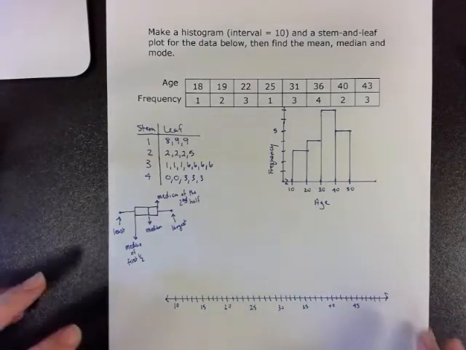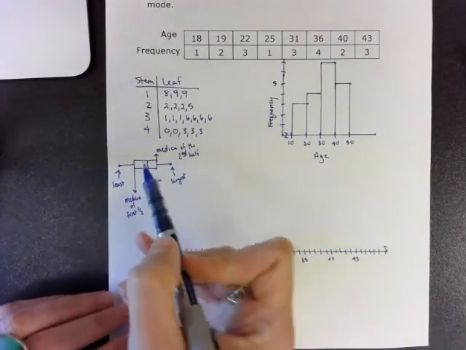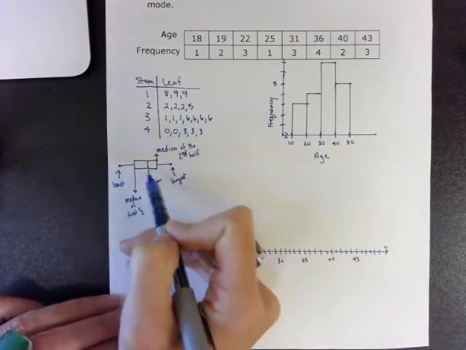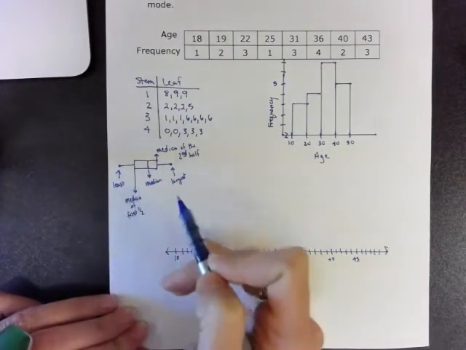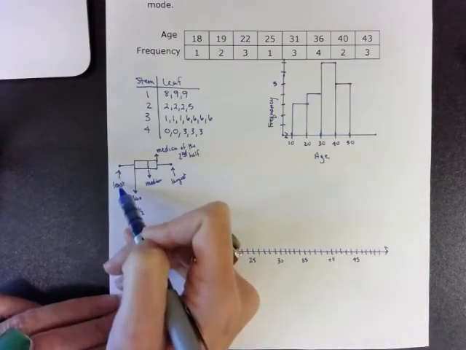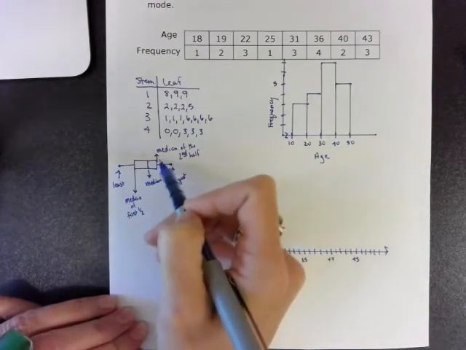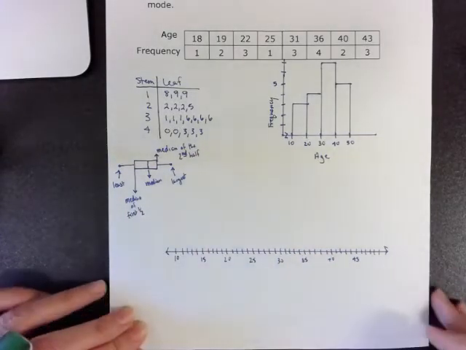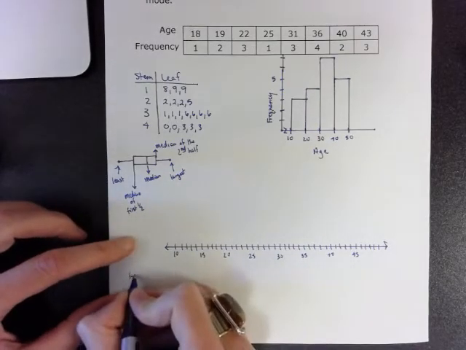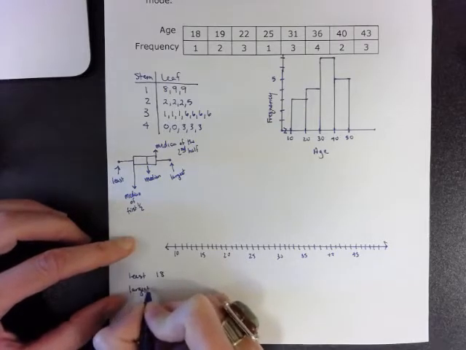So what do we have to do in order to make a box and whisker plot? Well, we talked about what a box and whisker plot looks like. It looks like a box with two little whiskers. And each of these pieces on this plot has very particular information. They have the smallest piece of data, the largest piece of data, the median of the first half, and the median of the second half. So let's talk about finding that data. The first thing we have to do is find the least piece. The least is 18, and the largest is 43.